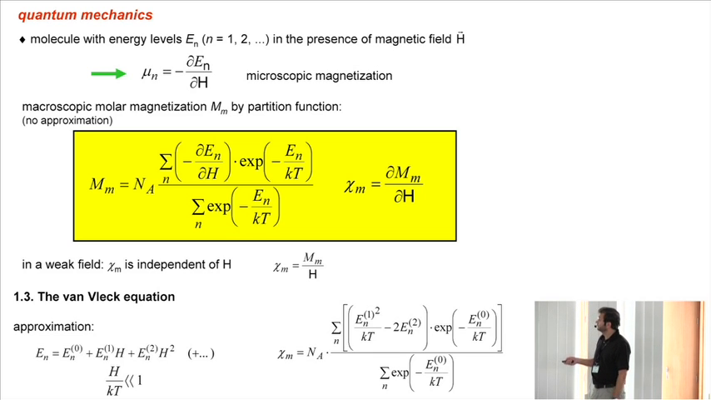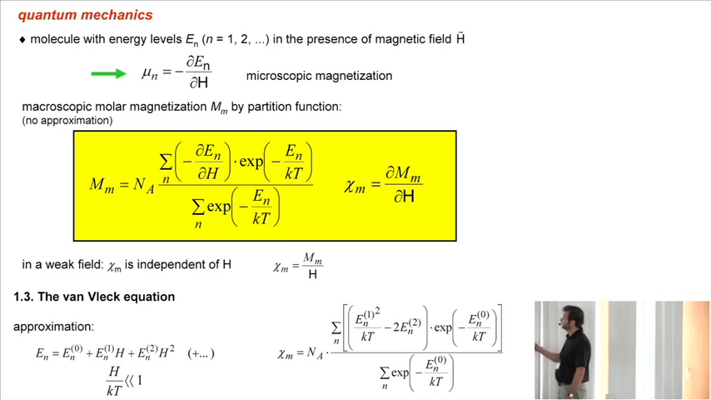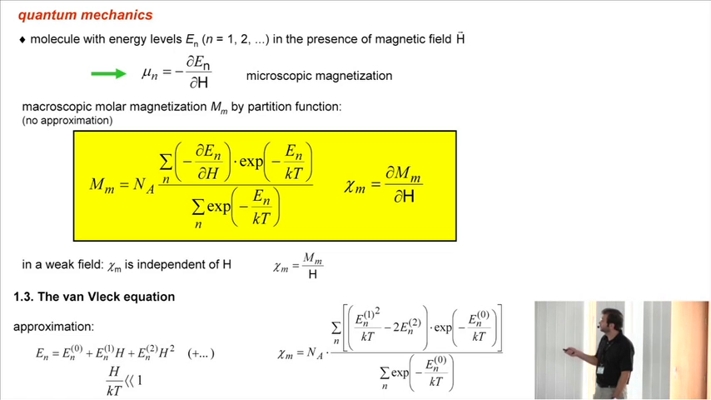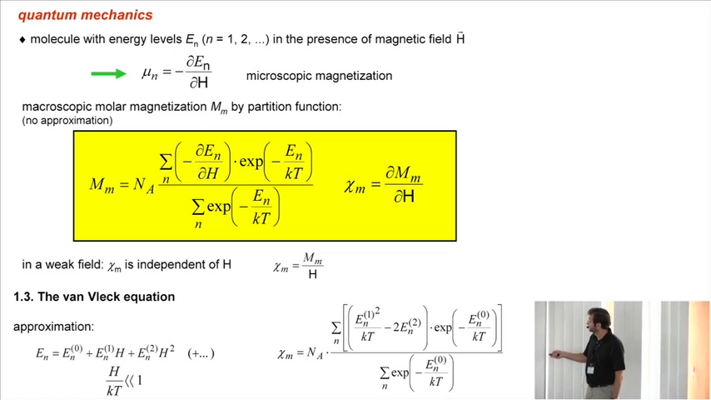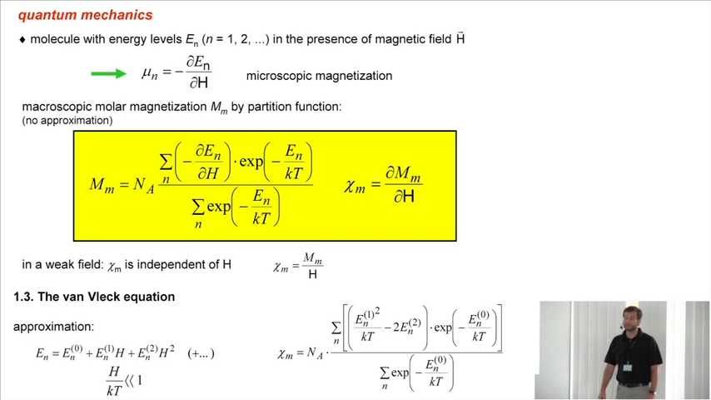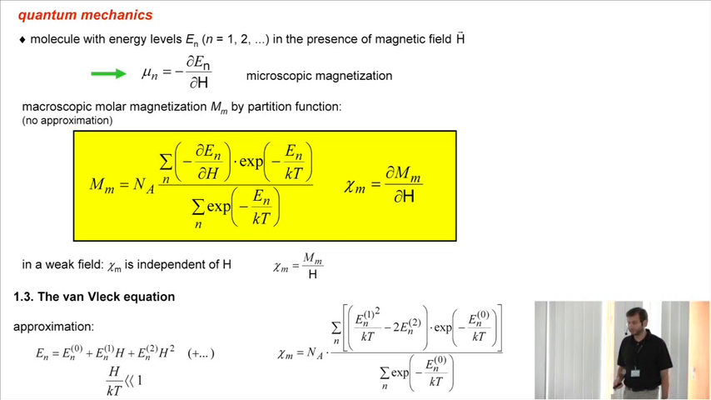And if we then use this approximation, we get for the susceptibility this equation. This is the Van Vleck equation. You see the difference from the real equation, where there's no approximation. Here we have a derivative, and here we only need these constants. We don't need the derivative of the energies by the field.